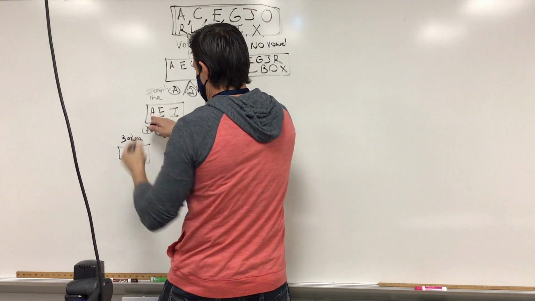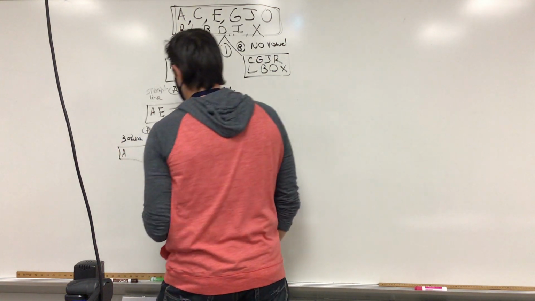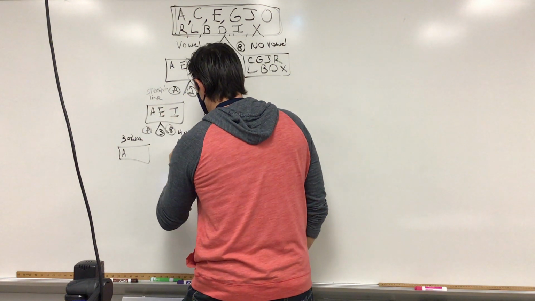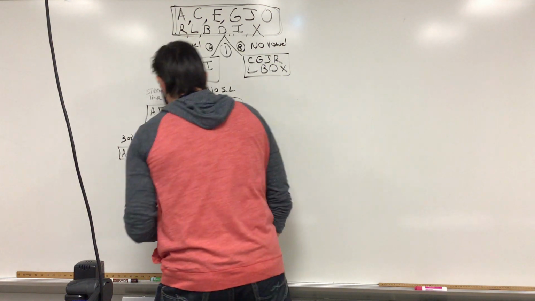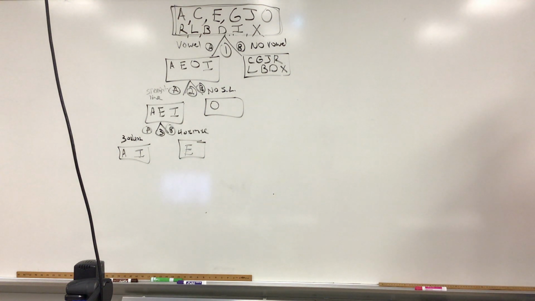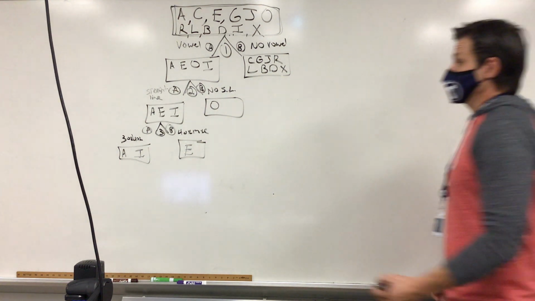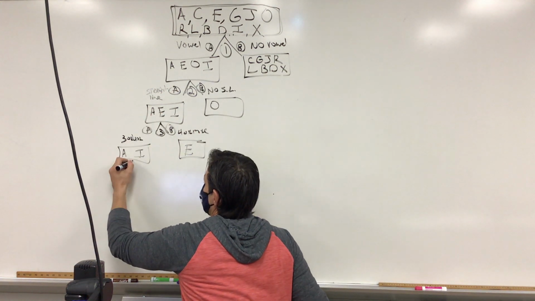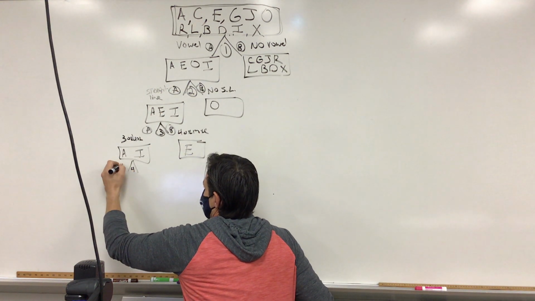So A had three lines, so A stays over here. E had one, two, three, four, so E would be over here. And then I is over here. Wow, I just separated E from those two. So I got two down, 10 to go, okay? So then I go, that one's done. So I'll make this my four. And shoot, this is easy.